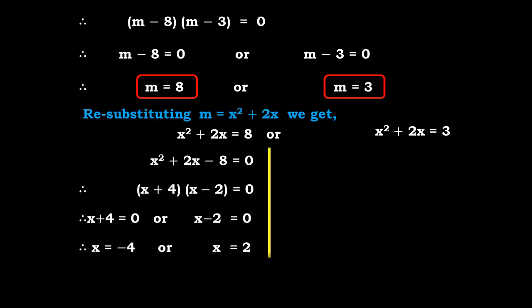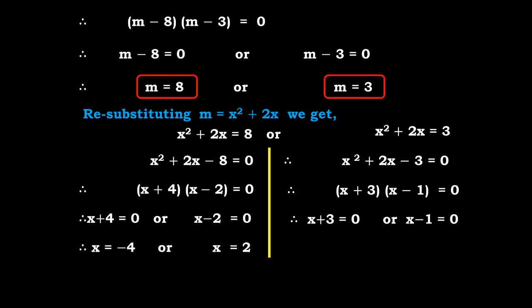Now similarly we have to solve this second equation. In this equation you will get x square plus 2x minus 3 is equal to 0. So you can factorize this 3 as 3 into 1. That means x plus 3 and x minus 1 is equal to 0. So x plus 3 is equal to 0 or x minus 1 is equal to 0. Therefore x is equal to minus 3 or x is equal to 1.